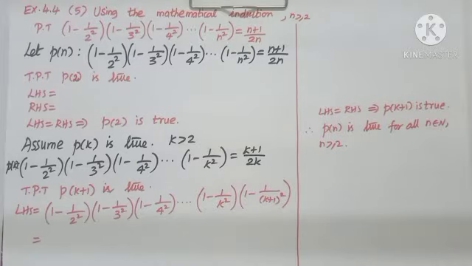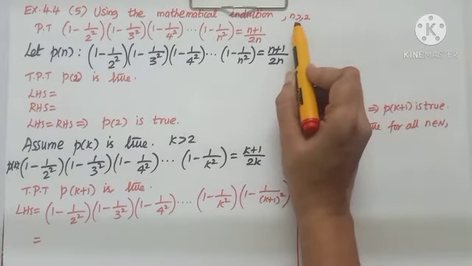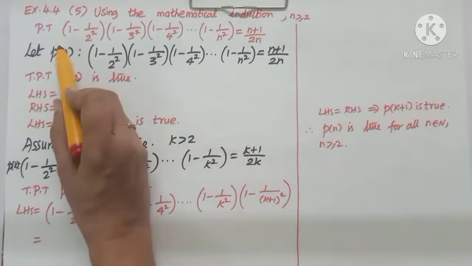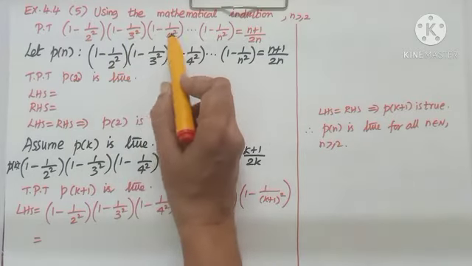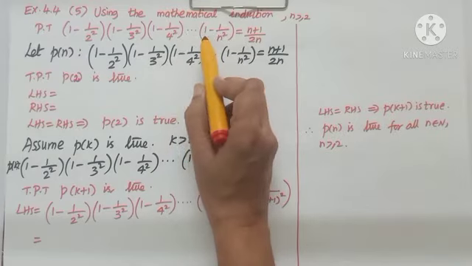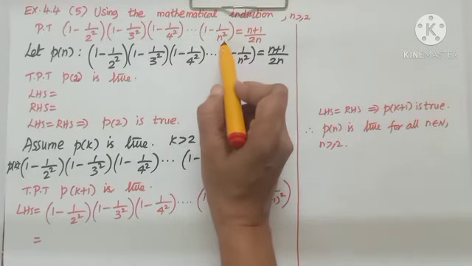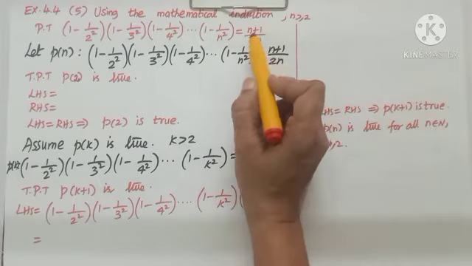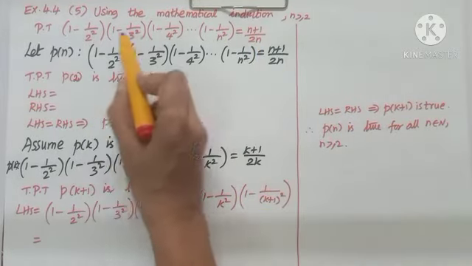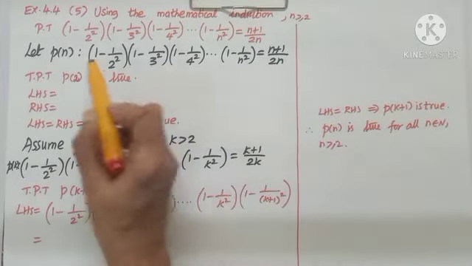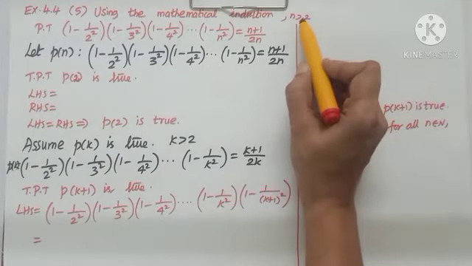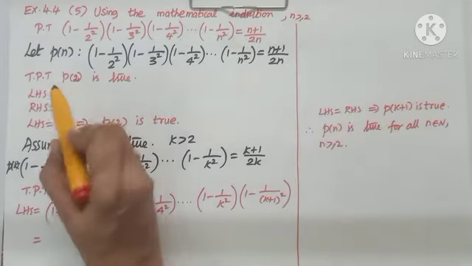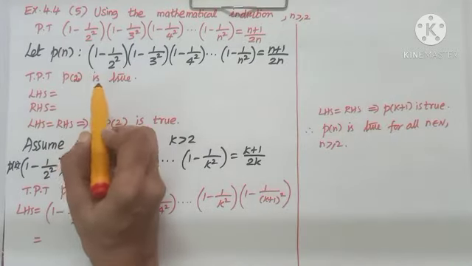Exercise 4.4, question number 5. Using mathematical induction for n greater than or equal to 2, prove that 1 minus 1 by 2 square into 1 minus 1 by 3 square into 1 minus 1 by 4 square and so on up to 1 minus 1 by n square equals n plus 1 by 2n. The given statement we just copy and name it as P of n. The question starts from 2. So, we will start with P of 2, not P of 1.